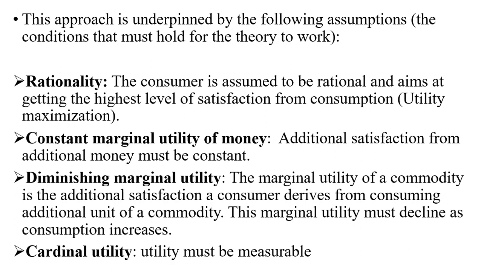The extra ball of kenkey you take, the extra satisfaction you derive will be lower than the first one. But if you take the third kenkey, the additional satisfaction you derive from the third kenkey will be smaller than the second one. So we expect that as you increase your consumption of a good, the additional satisfaction you derive from increasing your consumption will decrease as total consumption increases. Then the last one is that utility should be measurable. And in this case, we are using the price the consumer is ready to pay as a measure of utility.